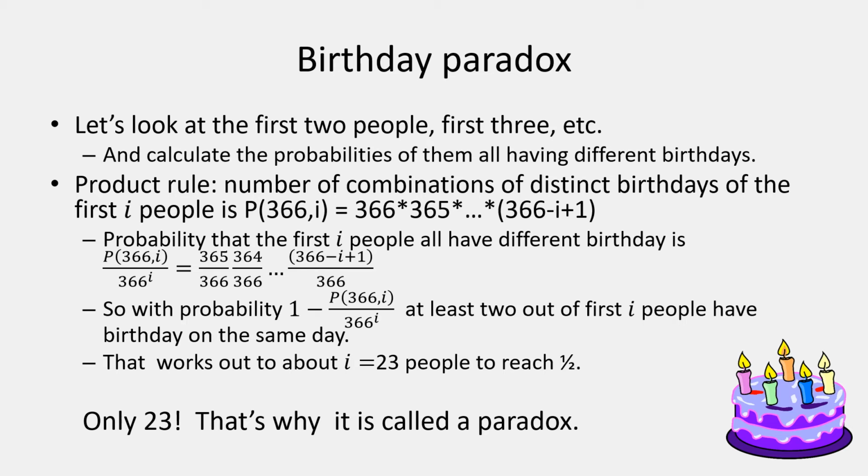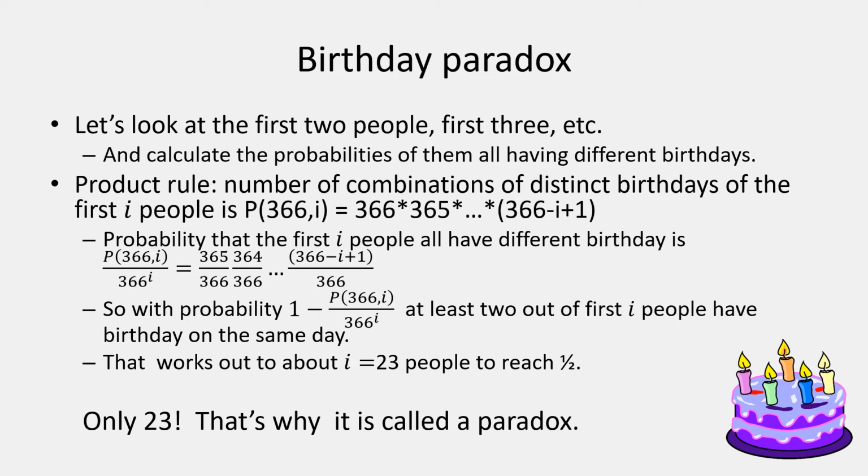So now we could write a formula for the probability that the i people have all different birthdays. It will be 366/366, that gives us 1, times 365/366 times 364/366, and so on up to (366 minus i plus 1)/366. And the probability that at least 2 out of those i people have the same birthday is just 1 minus this number. The calculation is not entirely straightforward, but you could do it. This works out to be about 23 people.